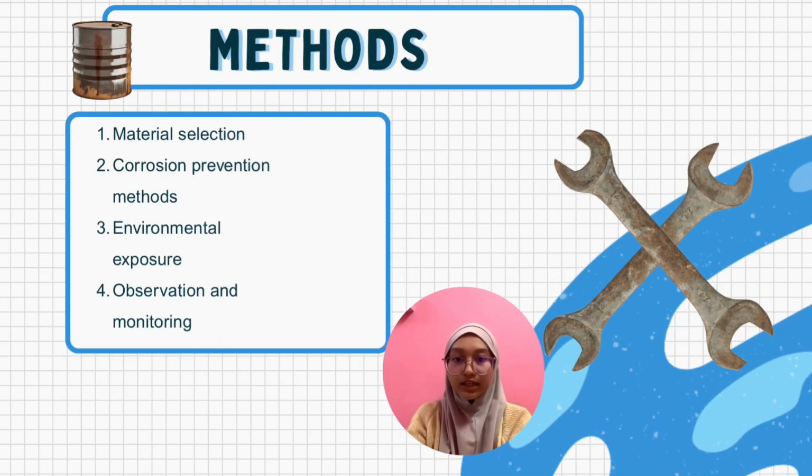This is the method. First, material selection. We selected one type of metal that is commonly used in daily life. We decided to use nails as our material. Second, corrosion prevention method. Out of 4 samples, 2 samples were treated with a corrosion prevention method. We used painting spray. The other 2 samples were left untreated to act as control samples.